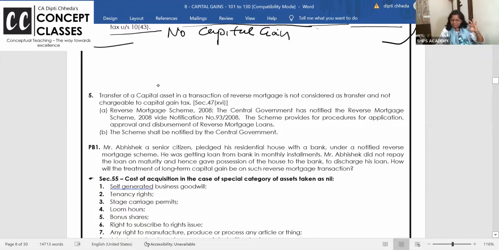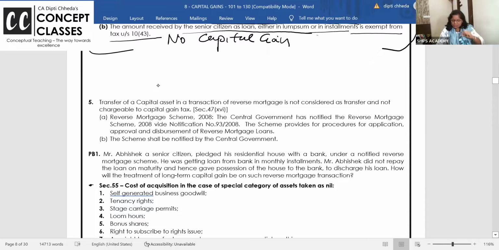I made one simple question also on this. In fact, it is in exam and 3-mark question. You should write 3 marks. Dekho karte hain jaldi se. Abhishek, senior citizen, pledged his residential house with bank under notified reverse mortgage. He was getting loan from bank in monthly installment. Abhishek did not repay the loan on maturity and hence gave the possession of the house to the bank. How will the treatment of long term be in the hands of Abhishek?